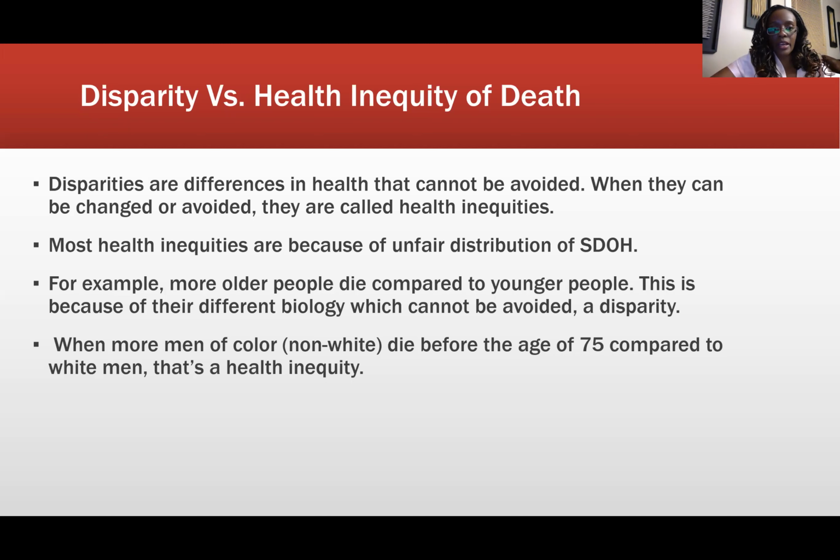That's a disparity. But when such disparities can be avoided and they still happen, they're called health inequities. And this is because of unfair distribution of social determinants of health, which we've already touched on. An example as far as death is men of color die before the age of 75 at a higher rate compared to white men.